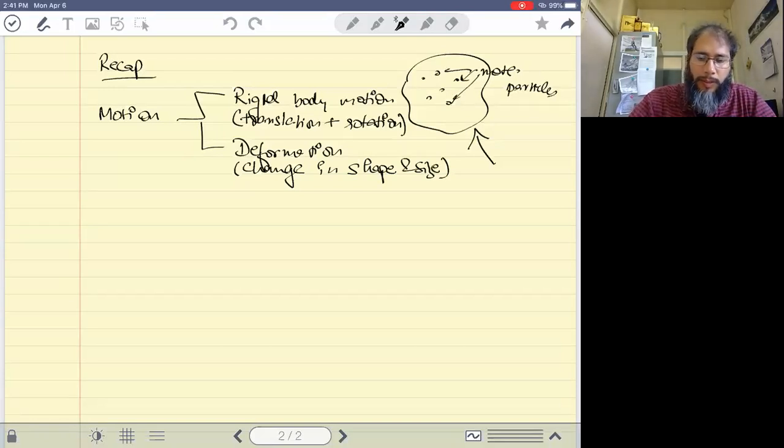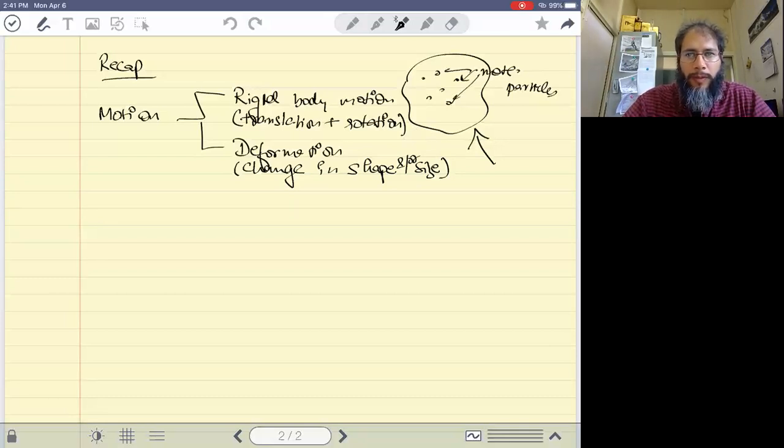So what that means is that the body may not move. The center of mass may stay there, but the particles will change their position with respect to each other. So if you have a ball and you try to compress it, you may just change the size of the ball, compressing it as a whole. Even then, the relative distance between particles has changed.